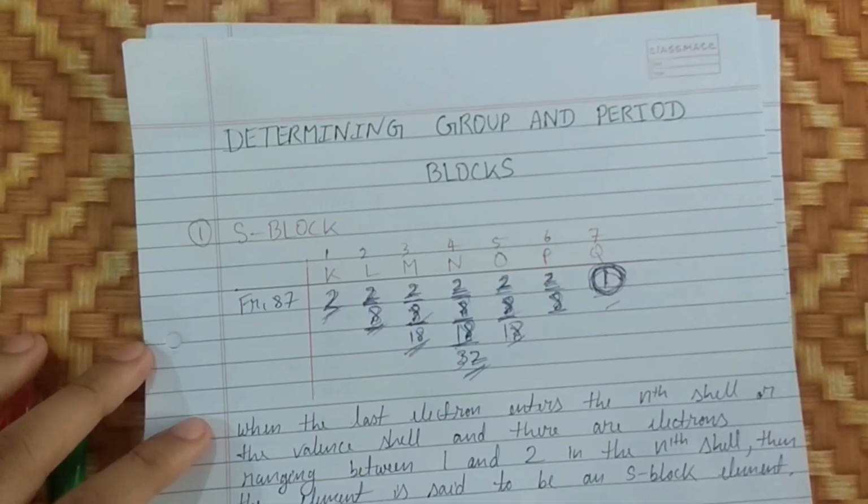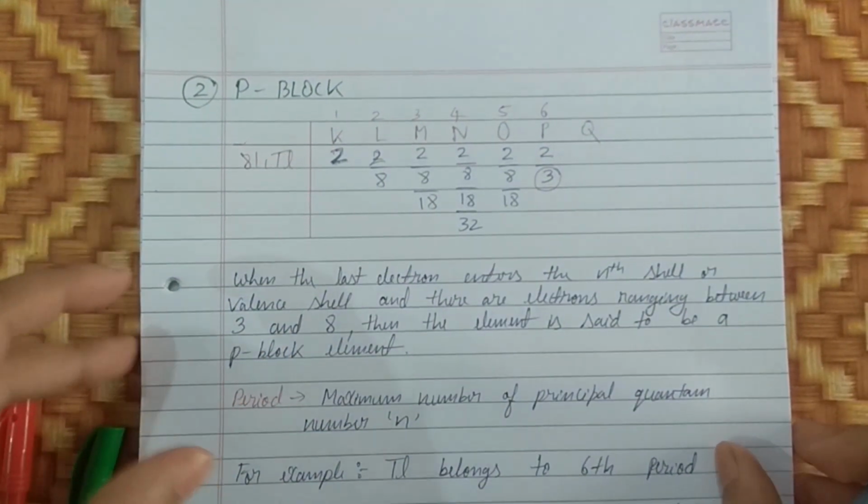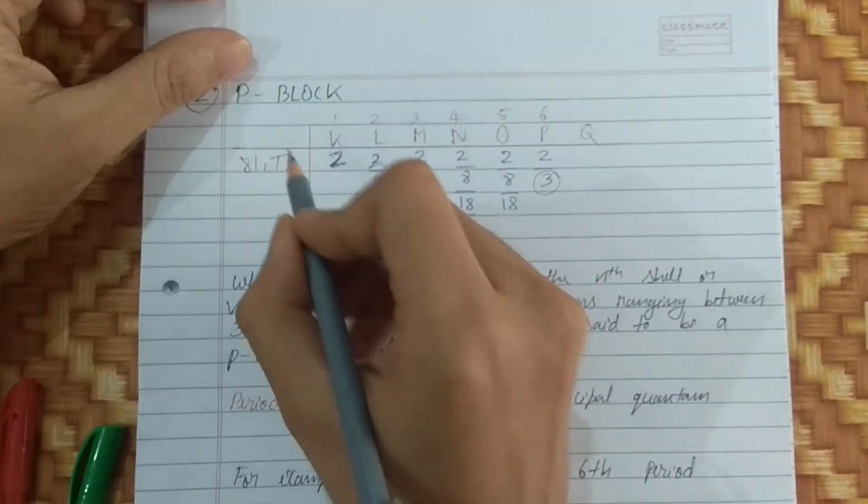Now we will move to the P block elements. Again for the P block element, we will start with the electronic configuration of thallium, atomic number 81.